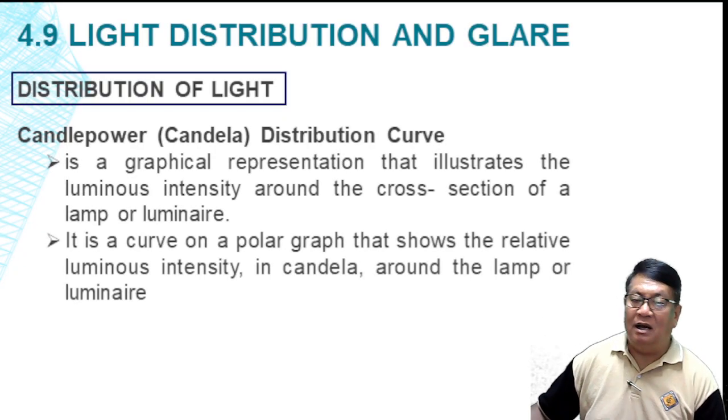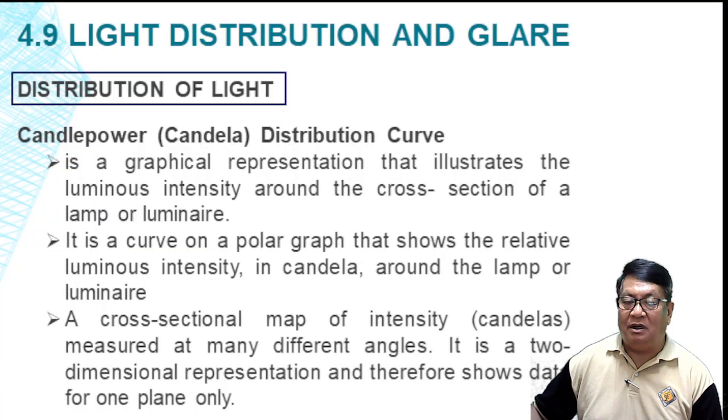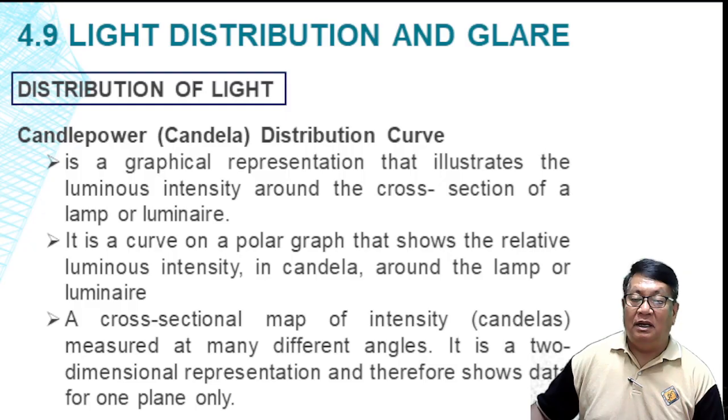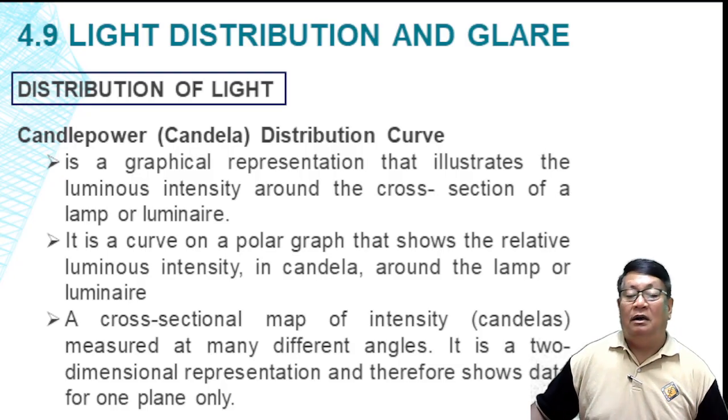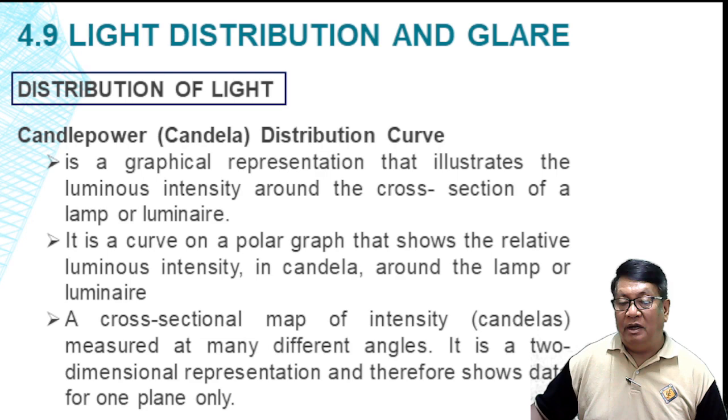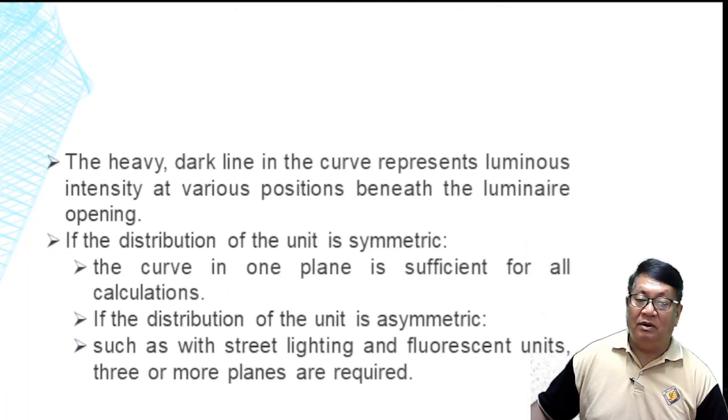The candela or candle power distribution curve is a graphical representation that illustrates the luminous intensity around the cross section of the lamp or luminaire. Distribution of light is also a curve on a polar graph that shows the relative luminous intensity in candela around the lamp or luminaire. We have also the correlational map of intensity measured inside. We call this candela.